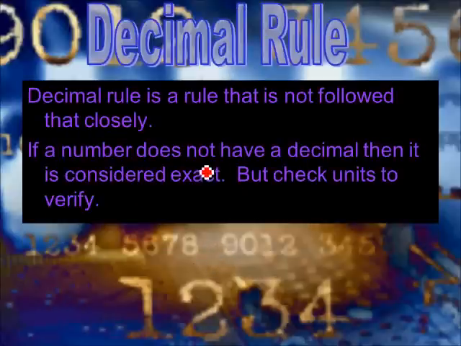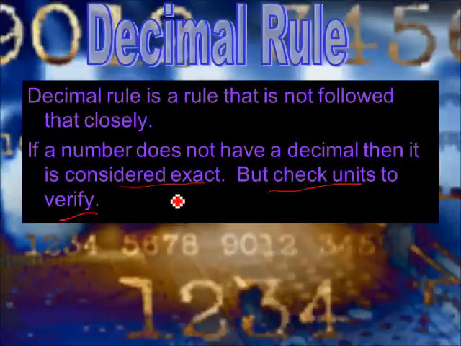The decimal rule is a rule where you see different people provide different ways of dealing with a decimal. But in our class, if a number does not contain a decimal, then it is considered to be an exact number. But check units to verify. Keep in mind, if a number does not have a decimal, we will consider it to be an exact value. But again, not everyone follows this rule. So check units, and that is ultimately what's going to tell you whether it is going to be an exact value or whether it is going to be a measured value.